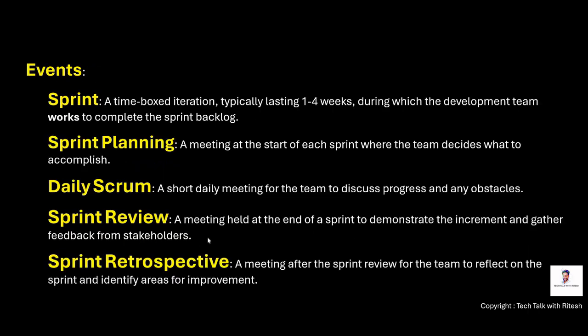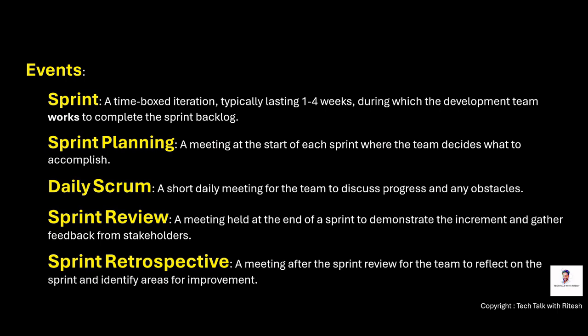Now let's understand the various events within Scrum. So first one is sprint. Sprint is a time boxed iteration. Like I said, starting from 1 week to 4 weeks sprint we can have. A time boxed iteration typically lasting from 1 to 4 weeks, during which the development team works to complete the sprint backlog. And sprint planning, a meeting at the start of each sprint where the team decides what to accomplish.